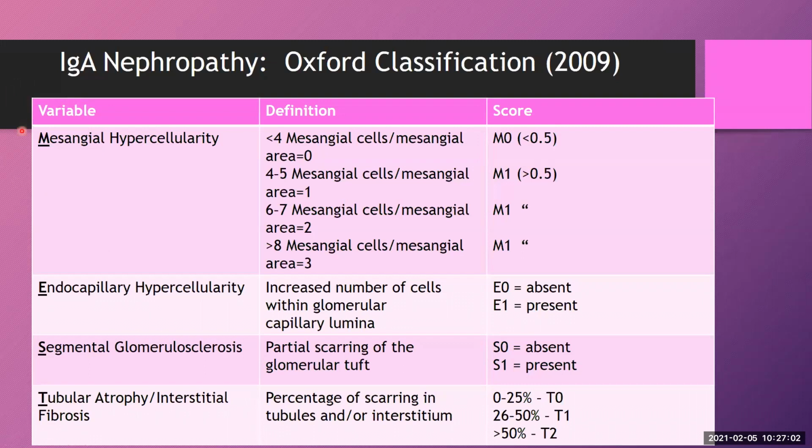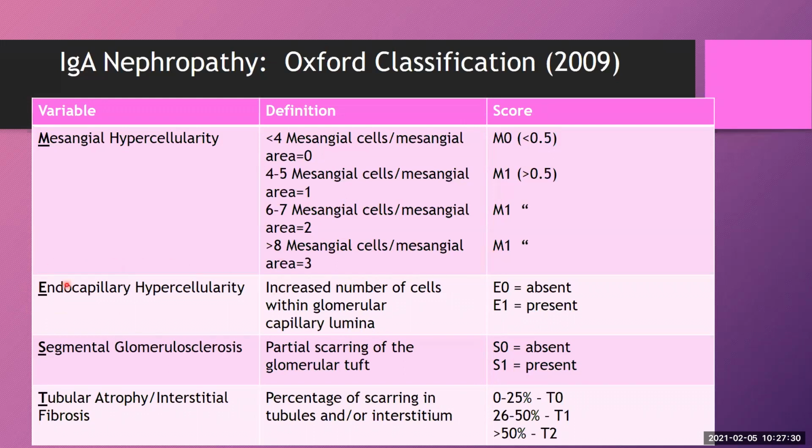The M stands for our friend, mesangial hypercellularity, and it's classified based on the number of mesangial cells per mesangial area. So as you can see, less than 4 gives you an M score of M0. Anything greater than 4, basically all the way up to more than 8, gives you a score of M1. Even though there's different numbers here, they're all classified as an M1.